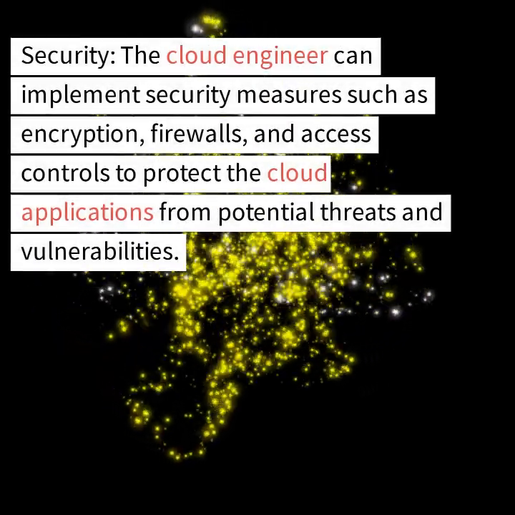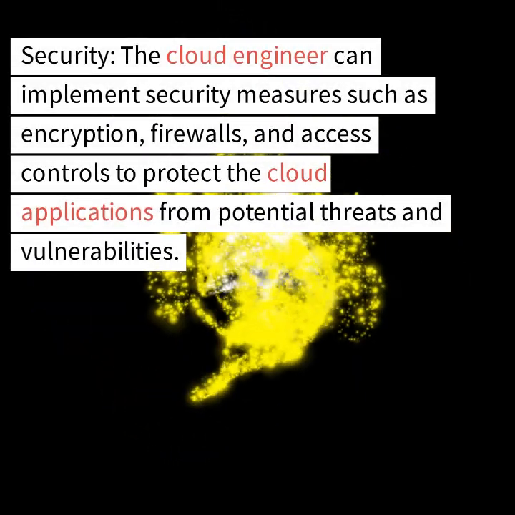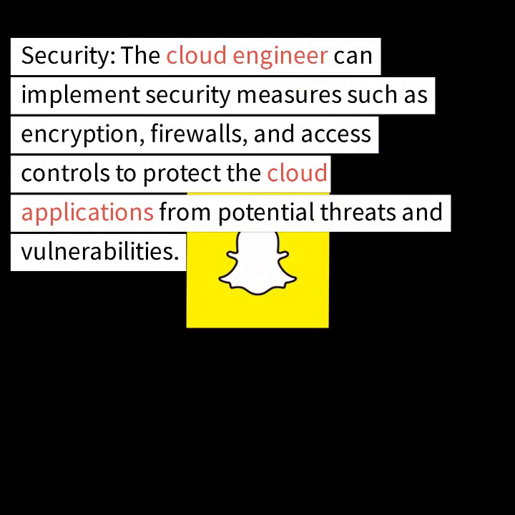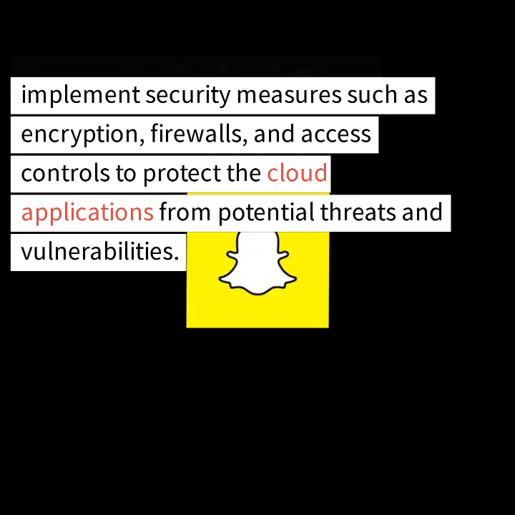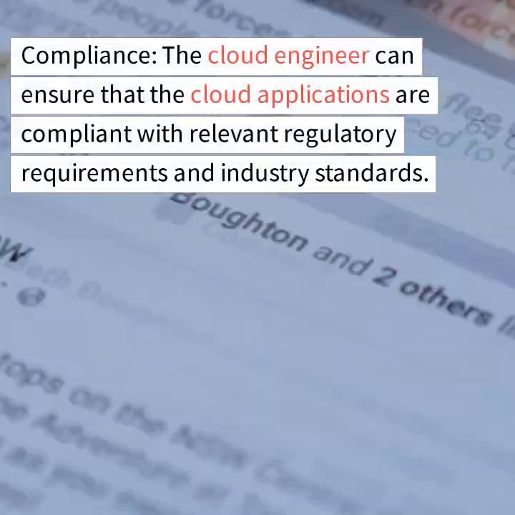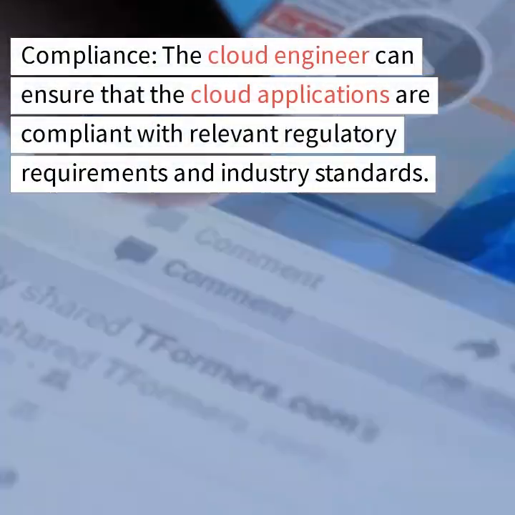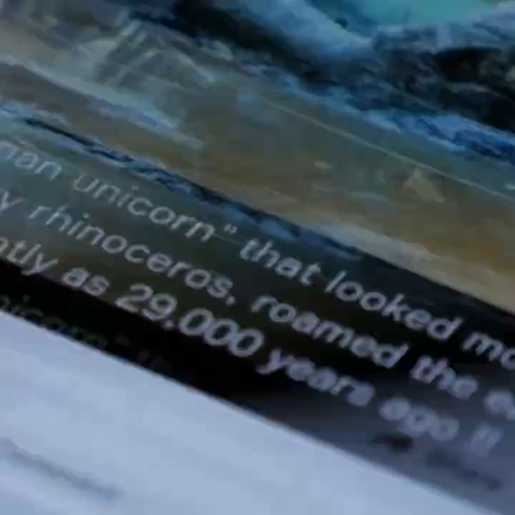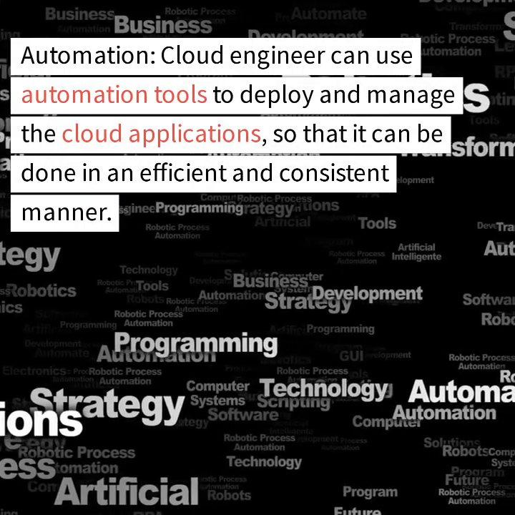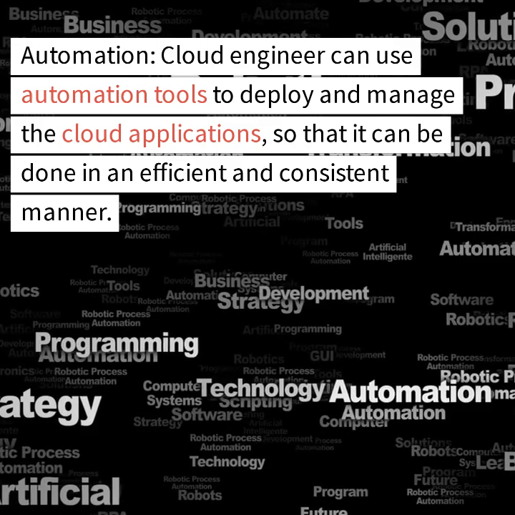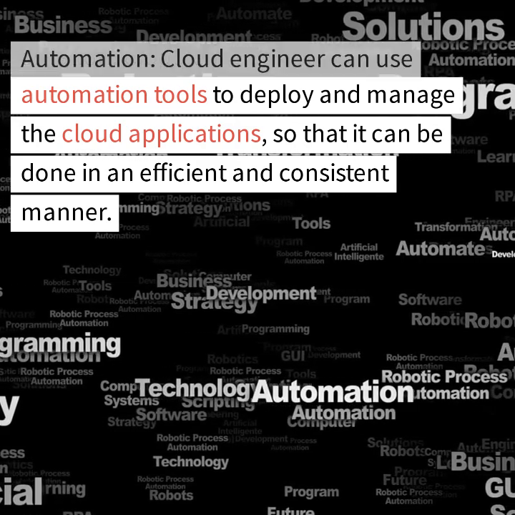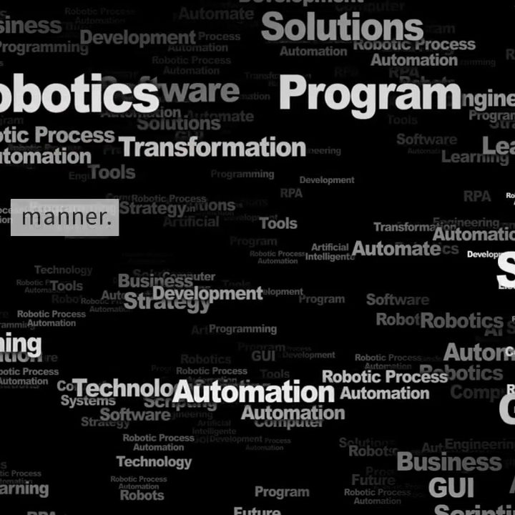Security. The cloud engineer can implement security measures such as encryption, firewalls, and access controls to protect the cloud applications from potential threats and vulnerabilities. Compliance. The cloud engineer can ensure that the cloud applications are compliant with relevant regulatory requirements and industry standards. Automation. The cloud engineer can use automation tools to deploy and manage the cloud applications, so that it can be done in an efficient and consistent manner.